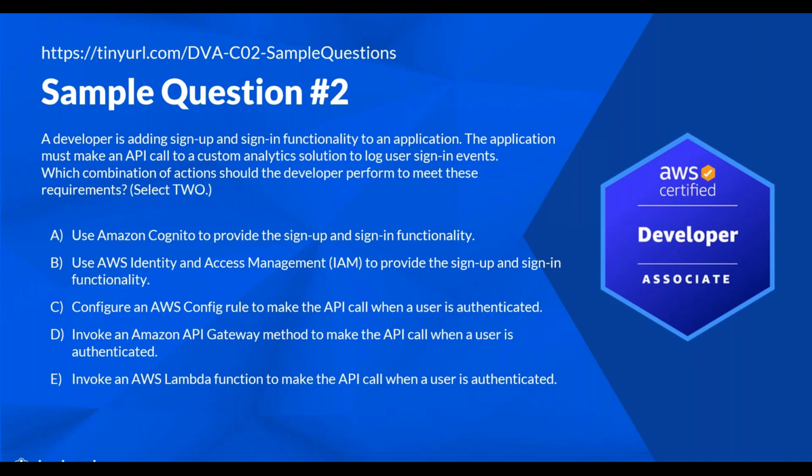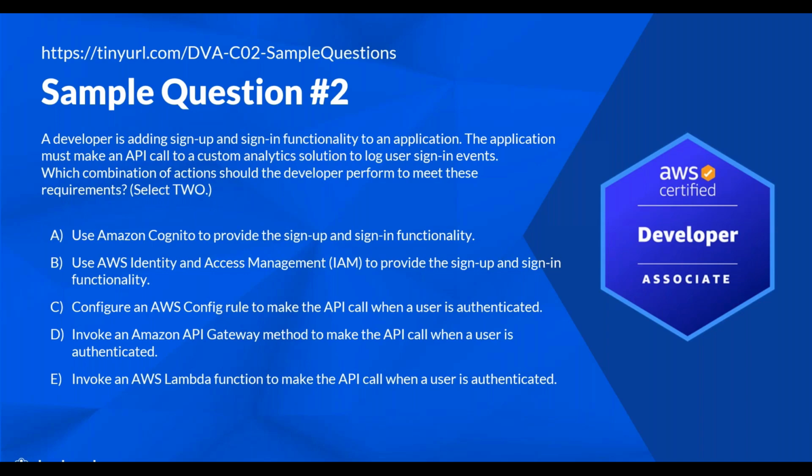Now looking at answer C, configure an AWS Config rule to make the API call when a user is authenticated. D, invoke an Amazon API Gateway method to make the API call when a user is authenticated. And E, invoke an AWS Lambda function to make the API call when a user is authenticated. So based on the similarity between subsets of these answers, I pretty much know I need to choose one of the first 2 to provide my sign up and sign in functionality, and one of the last 3 to make that API call when a user is authenticated. So now that I know that much, how can I start to narrow this down further?